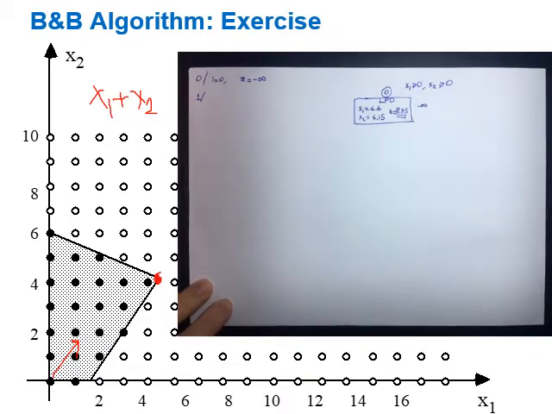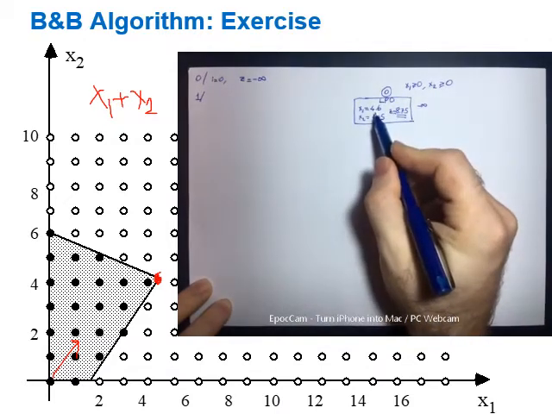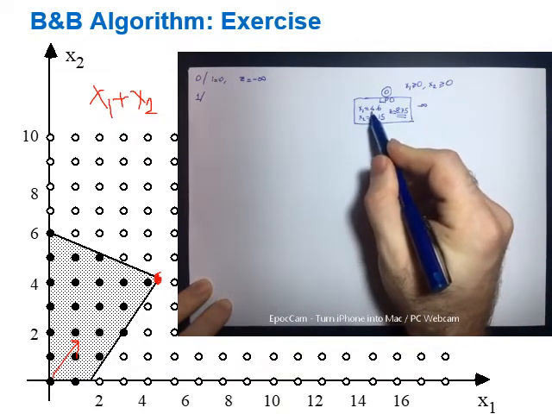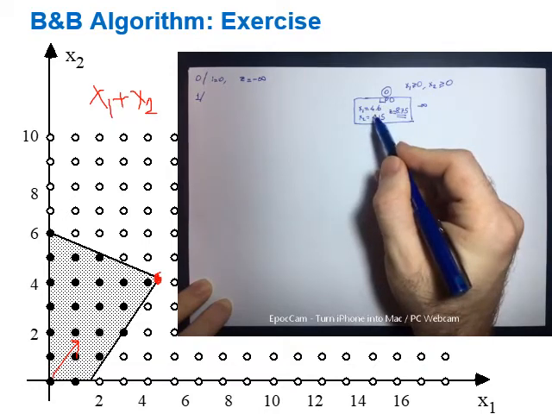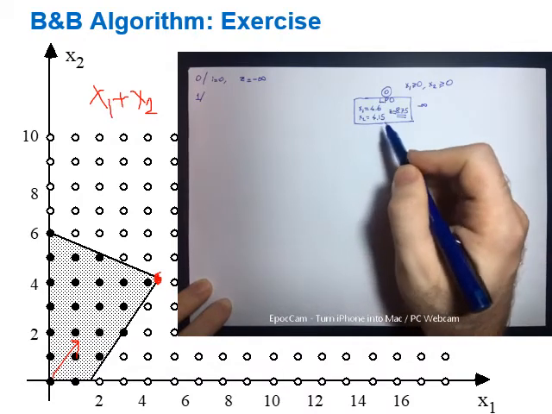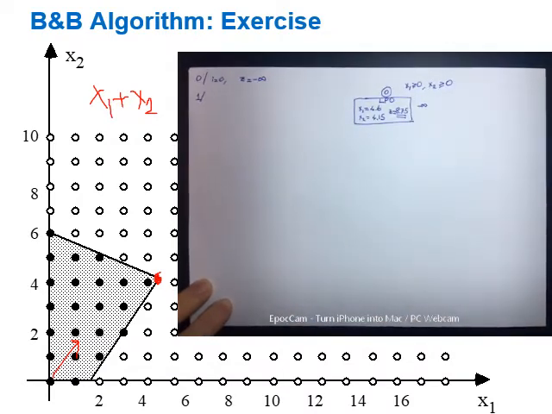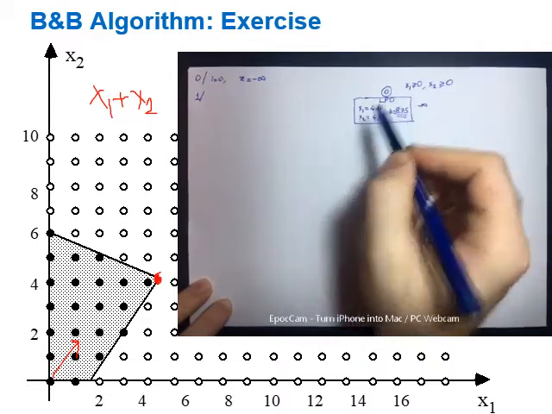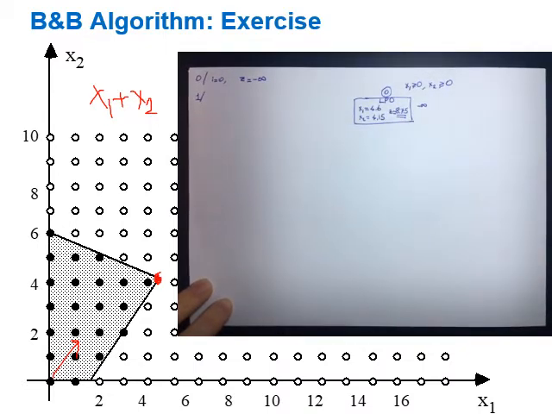Can we fathom because of feasibility? Let's look at the values of x1 and x2. x1 is 4.6, so it is not an integer, which means that we cannot fathom because of feasibility. Also, x2 is 4.15, which is not an integer, so we cannot fathom. Finally, can we fathom because of infeasibility? The answer is no, because there is a feasible solution here, right? We found this corner here and it's a feasible solution. Okay, then we go to step 2 of the algorithm, and step 2 says to branch.